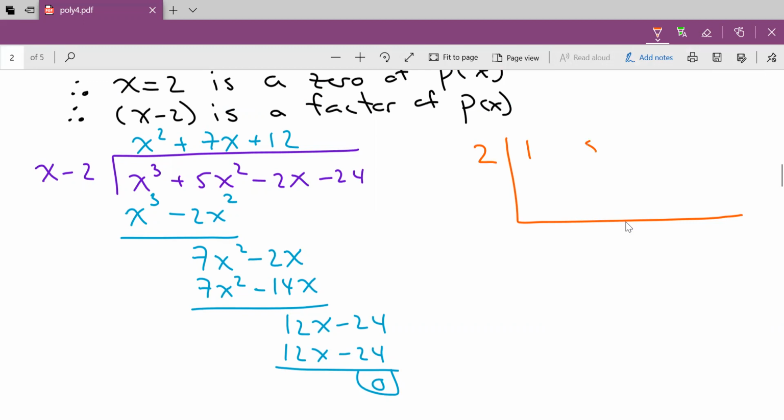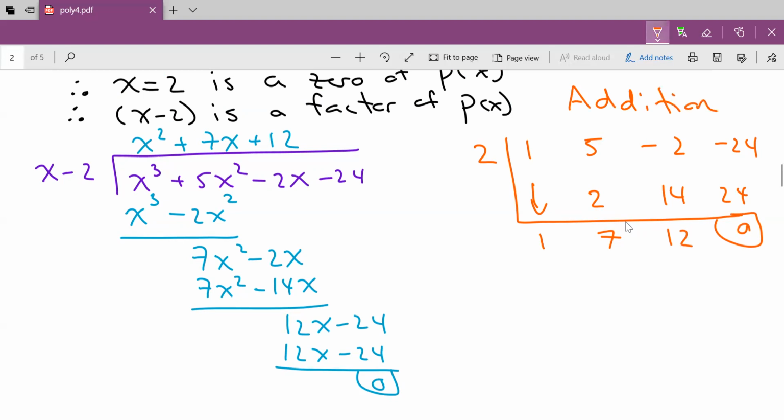And remember, we take our coefficients like that. Drop down the first term. We go 2 times 1 is 2. 5 plus 2 is 7. 2 times 7 is 14. Add those together, I get 12. 2 times 12 is 24. Add those together, I get a remainder of 0. Okay, so that's the addition method.